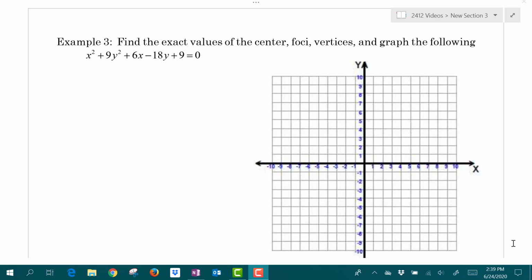Alright, for this example, we see that the equation that we're given of the ellipse is not in what we called standard form. We don't see the fractions, we don't see the equals 1, we don't see the parentheses. So what we want to do for this equation is convert this to standard form.